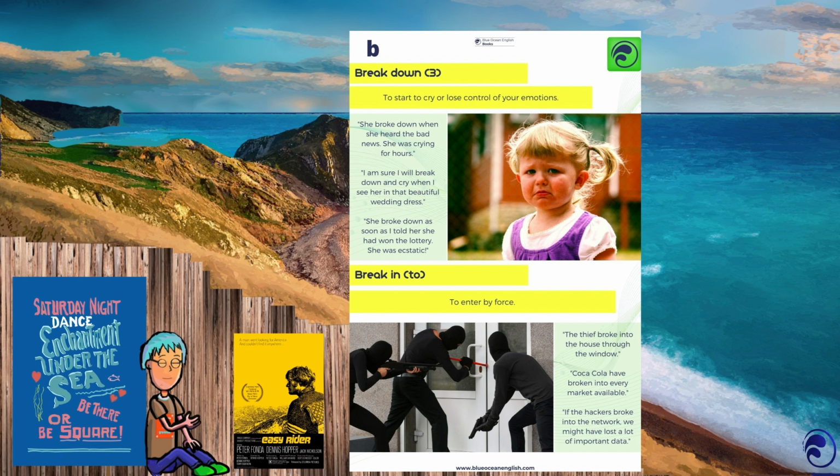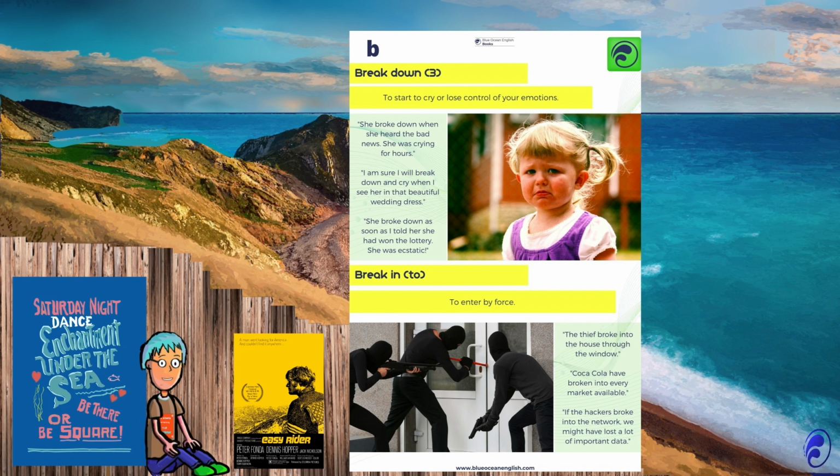So the first example, she broke down when she heard the bad news. She was crying for hours. So she started to cry because of some bad news. The second example, I'm sure I will break down and cry when I see her in that beautiful wedding dress. So I will begin to cry when I see her dress. And the third example, she broke down as soon as I told her she had won the lottery. She was ecstatic. So she was very happy and began to cry because she found out she won the lottery.